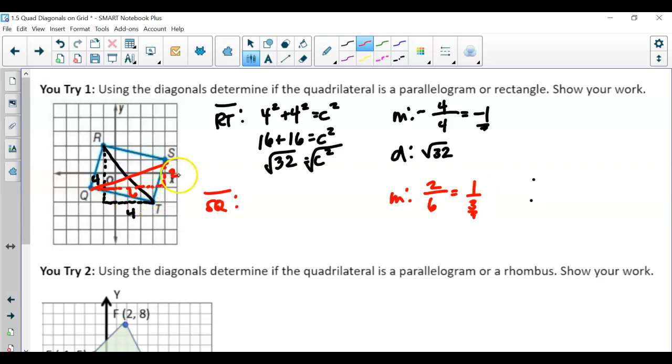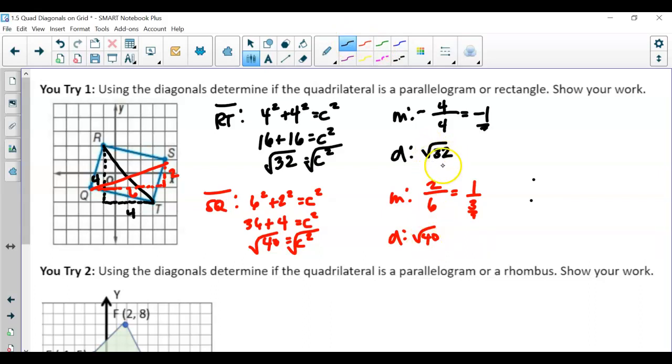And that means here, same thing, we're going to use those side lengths to find the length of QS. 6 squared plus 2 squared is equal to c squared. 36 plus 4, which is equal to 40, is equal to c squared. But then, of course, take the square root. So the distance was radical 40. So now notice we have diagonals that are not congruent to each other, and the slopes are just different. They are not creating a perpendicular 90-degree angle. So that means we have a parallelogram, not a rectangle.